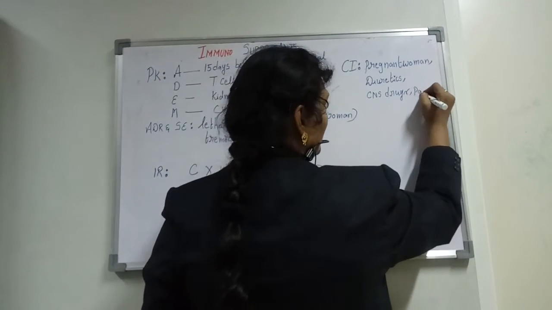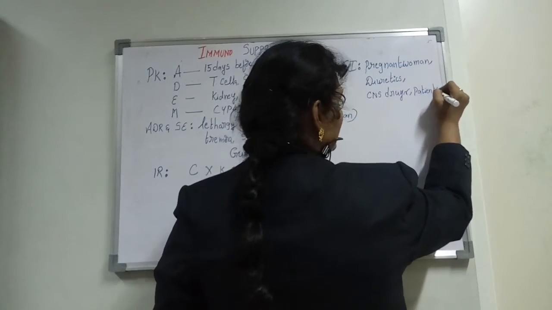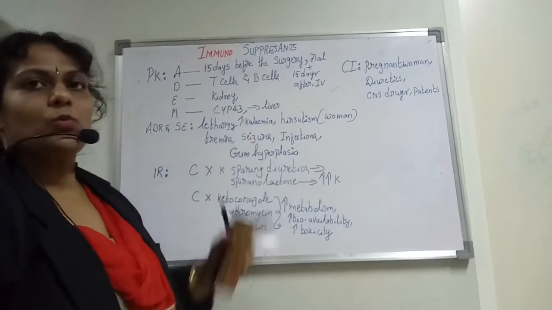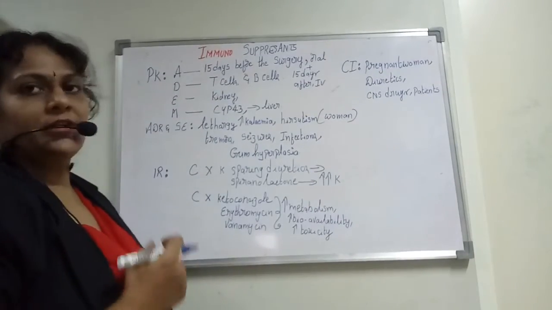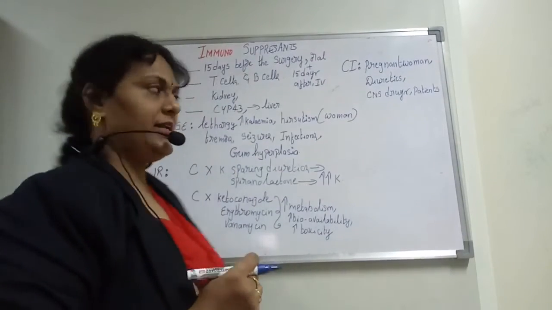Patients. Why? Because it leads to enzyme induction, and so enzymes will be taken. So we get tremors and seizures. Why? Because it is one of your side effects, so it cannot be used in this prescription. So it is called CI, nothing but contraindications.